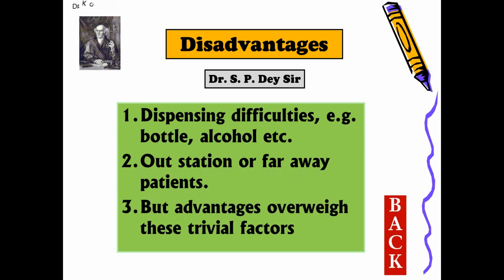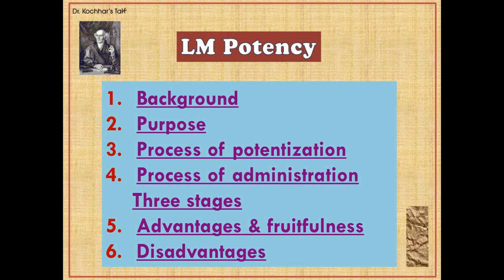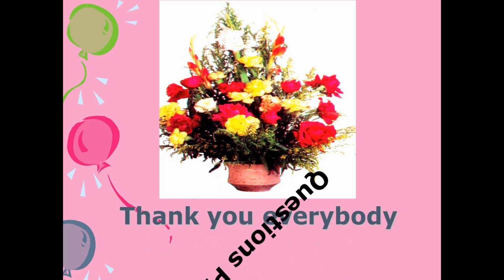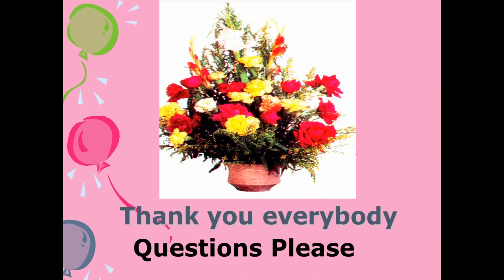But advantages outweigh, that is, are more in excess than these small difficulties. So we have to get rid of these difficulties and go ahead. So this is what I have to tell you about 50 millesimal potencies.